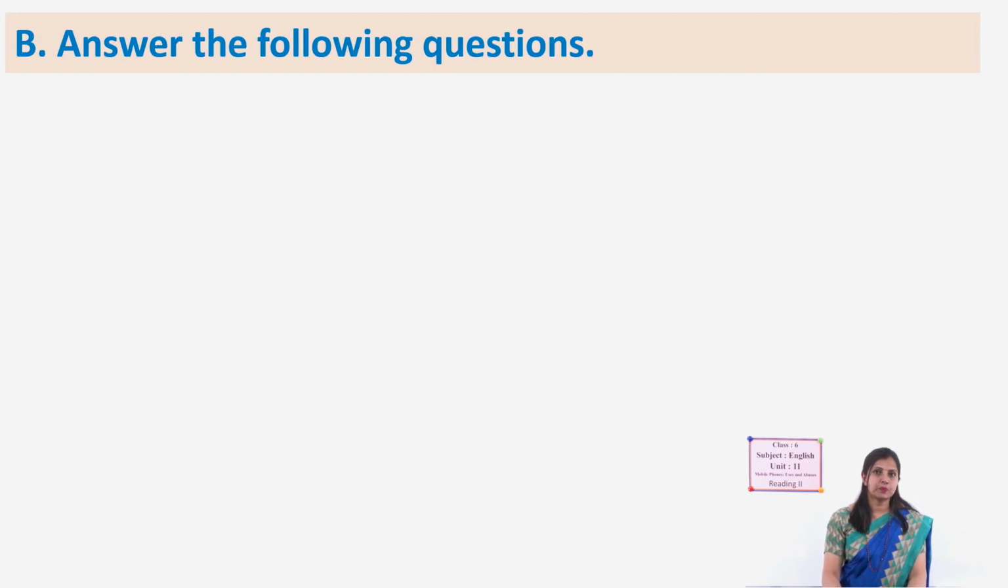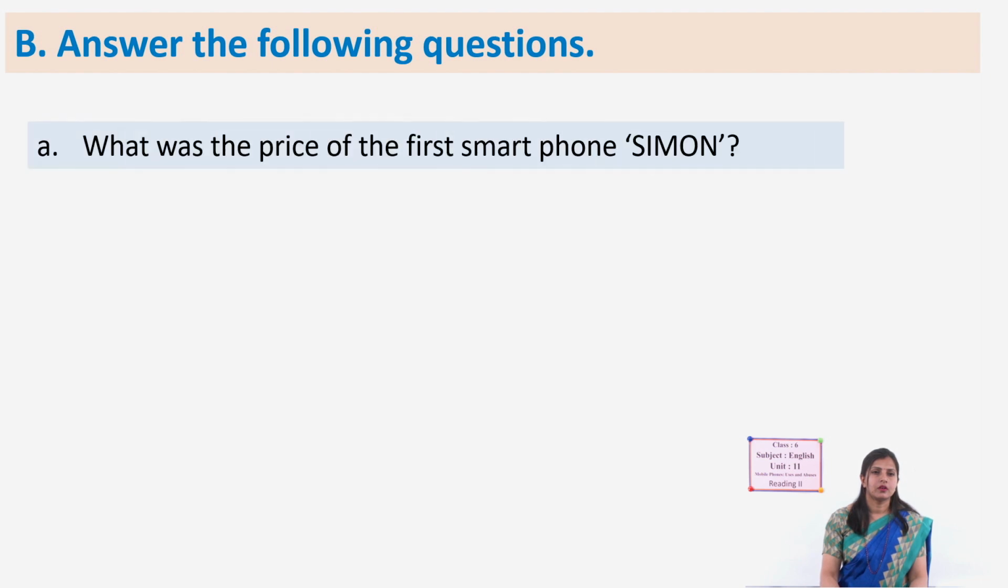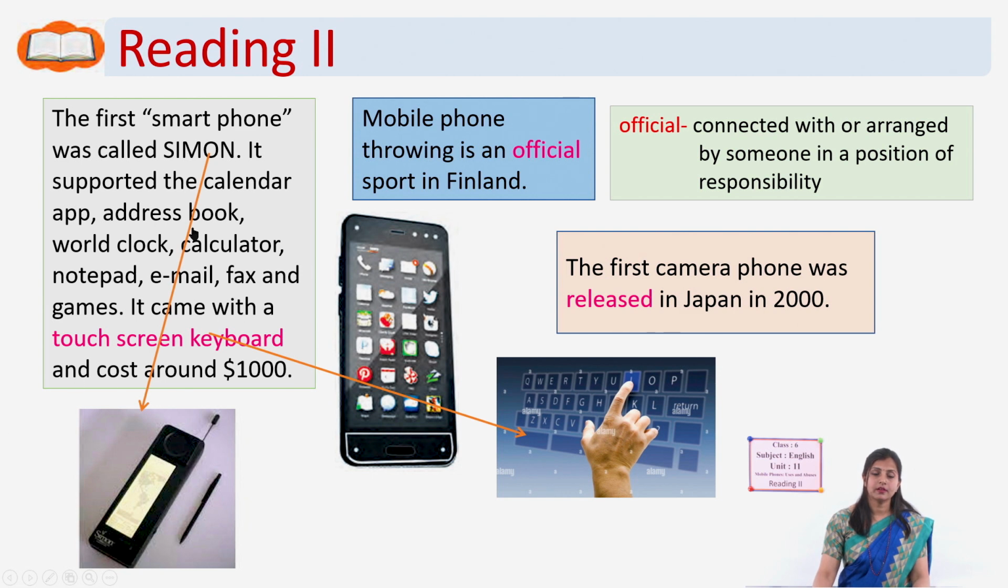Let's move to exercise B. Okay. Now here you have been told to answer the following questions. So question A is, what was the price of the first smartphone, Simon? Quickly look in the book in the very first paragraph. Yes, here, and tell me where is the answer.